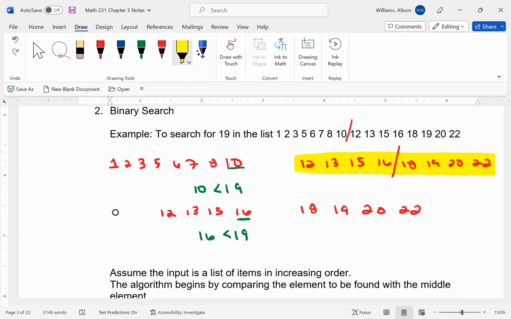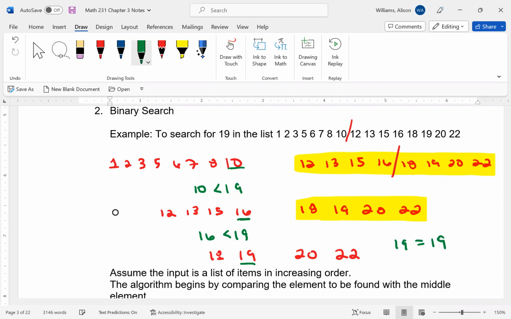There we go. Undo. I'm going to disregard the first half of the list, and I'm going to go ahead and just split up what's left here. So 18, 19, 20, and 22. Now I'm looking at the first number on the list and I see that they work. So 19 does equal 19, and so I'm going to return that number as the location.